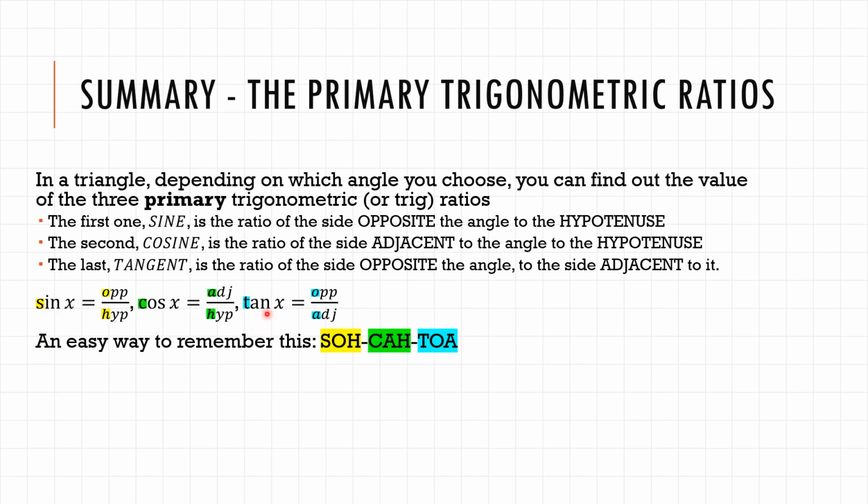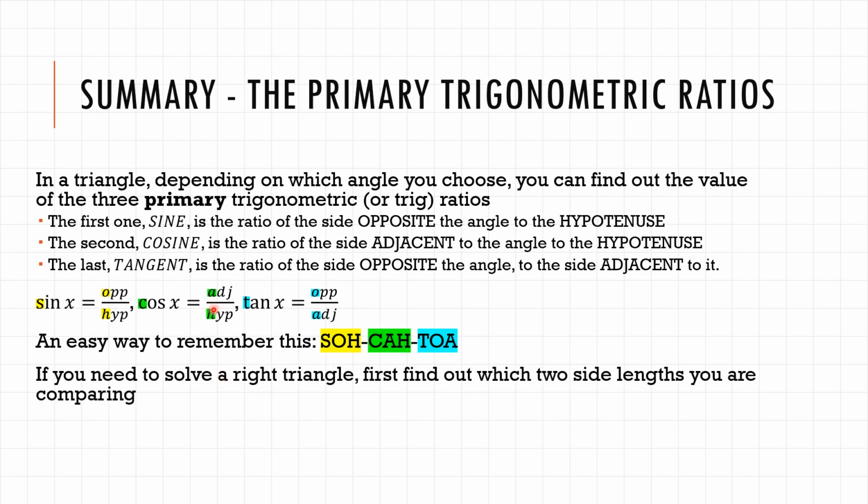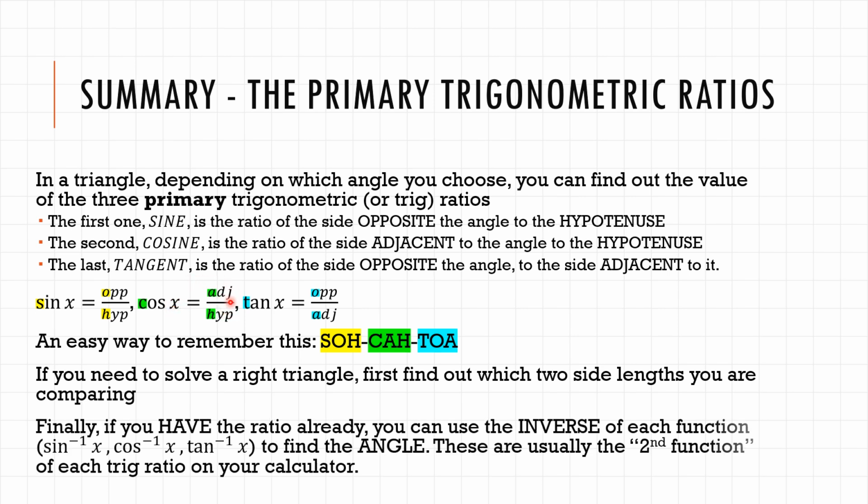Your calculator has these buttons to actually calculate the ratio based on an angle, and every single angle measure has a ratio that's associated with it. If you want to solve a right triangle, just find out which of the two sides you are trying to compare and choose the ratio based on that side. The last thing is, if we have the ratio, we can always go backwards and find out what angle led to that ratio. We would do that just by using the inverse functions on our calculator, and that's what they look like here. Usually those are obtained by pressing second or shift and then pressing the trig ratio on your calculator, and that gives you the inverse.